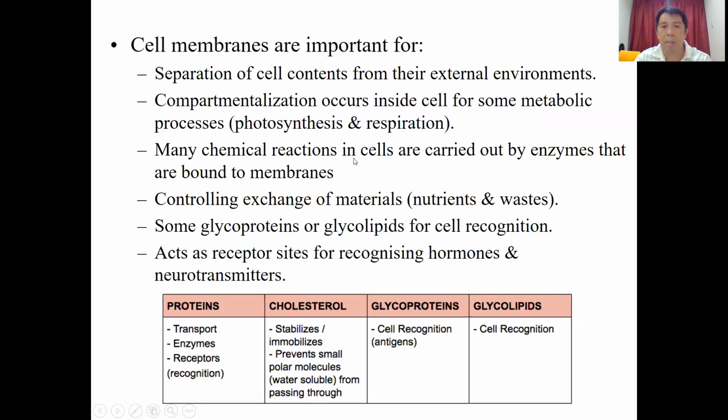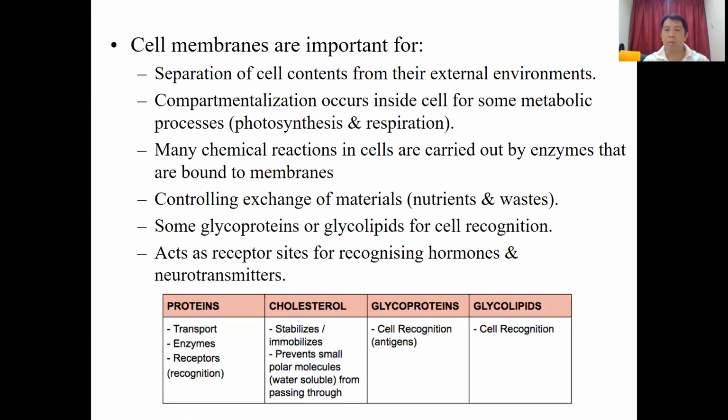Then many chemical reactions in cells are carried out by enzymes that are bound to membranes. So the cell membrane also has enzymes or enzyme complexes bound to it, and these enzymes carry out many chemical reactions, for example photosynthesis and respiration. Also in the SER, the smooth endoplasmic reticulum, there are enzymes bound to it.